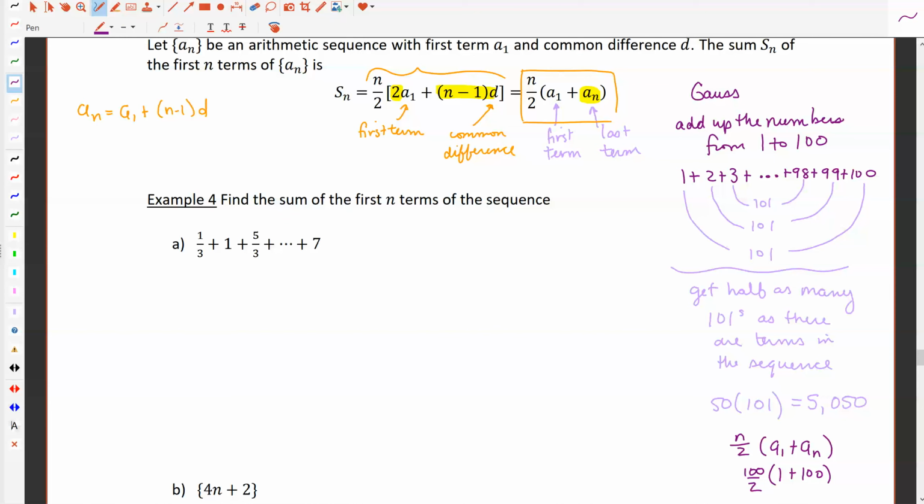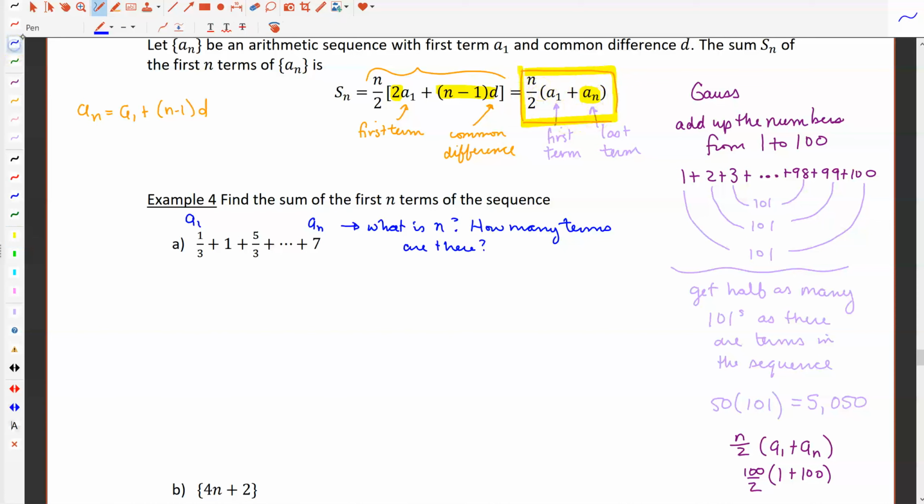plus 7. Now looking at that sequence, what stands out to me is, all right, so I know the first term is going to be 1/3. The last term, a sub n, is 7, but this is leading me to wonder, what is n? Apparently this sequence is going to stop at some point, but how many terms are there? I want to use this formula right here that talks about knowing the first term and the last term, but I have to know a value for n.